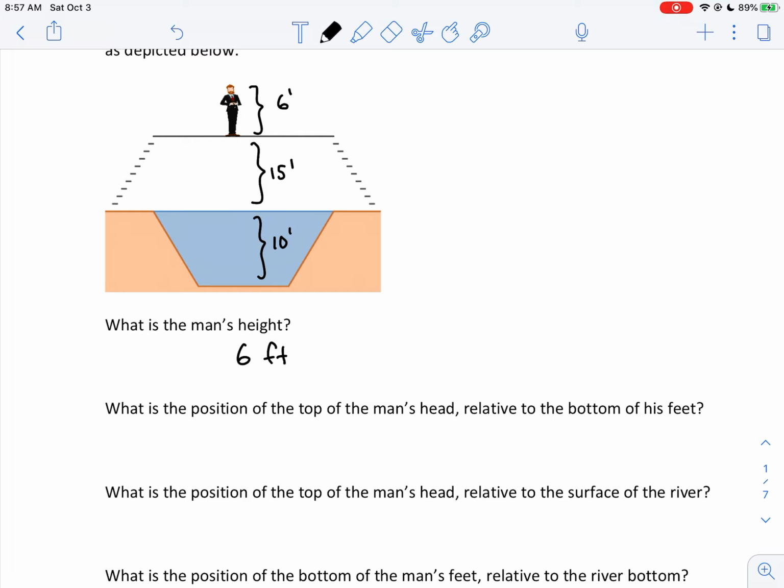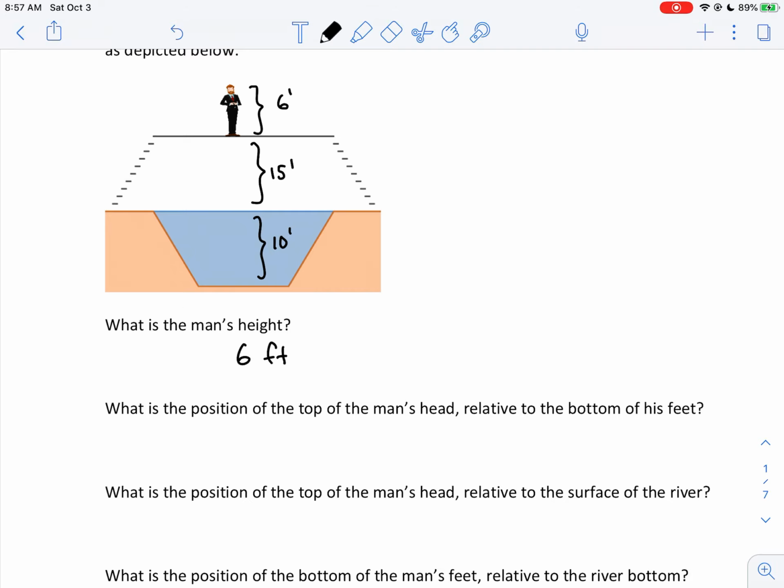Here we're asking about the position of a part of the man, the top of his head. And when we talk about position, we have to always establish a frame of reference, like relative to what? Like how far is this position away from something else? And so when I say what is the position of the top of the man's head relative to the bottom of his feet, I'm essentially asking how far is the top of his head from the bottom of his feet, which is just a complicated way of saying what is the man's height.